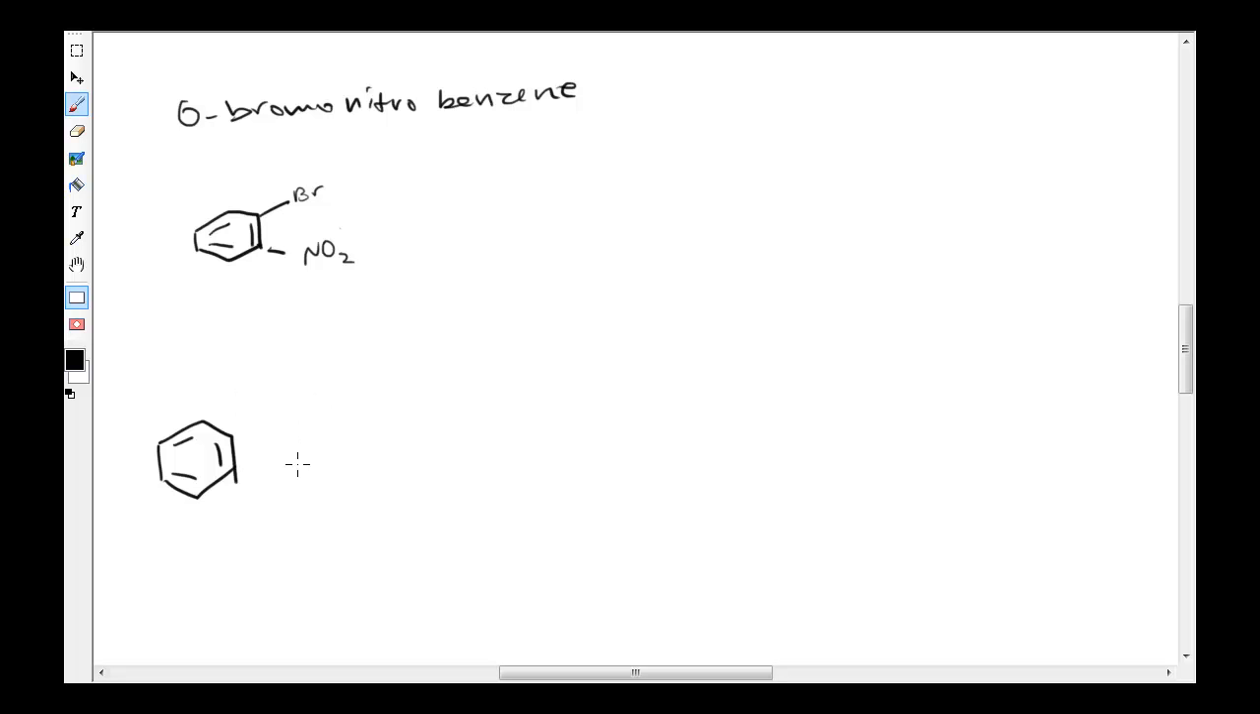Okay, and so on this problem, we're going to go ahead and react Br2 and FeBr3. And then react that with our nitric acid and H2SO4. Crud. And this will direct it to our ortho spot.